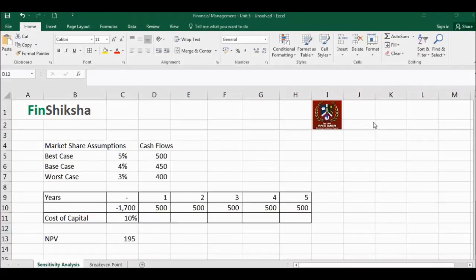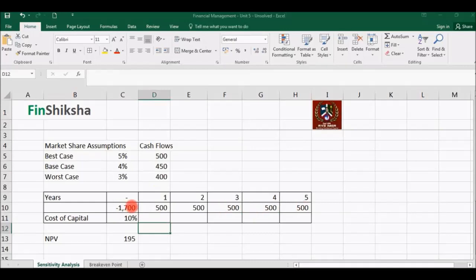If you look at this particular example, we have made three assumptions on market share. Best case, where a company is able to capture a market share of 5%. Base case, where a company is able to capture a market share of 4%. Worst case, where a company is able to capture a market share of 3%, right? Now, what also comes up for our understanding is that if the company is able to capture 5% market share, the cash flows for the next 5 years would be 500 crore each, right?